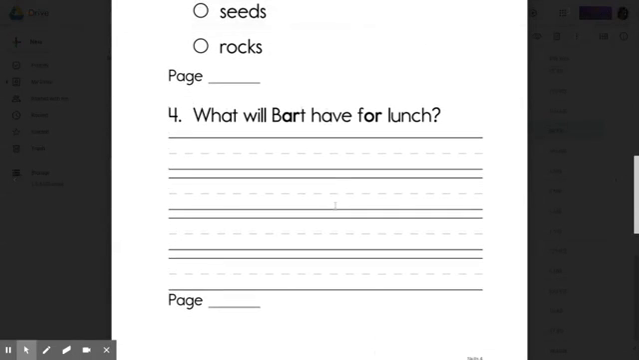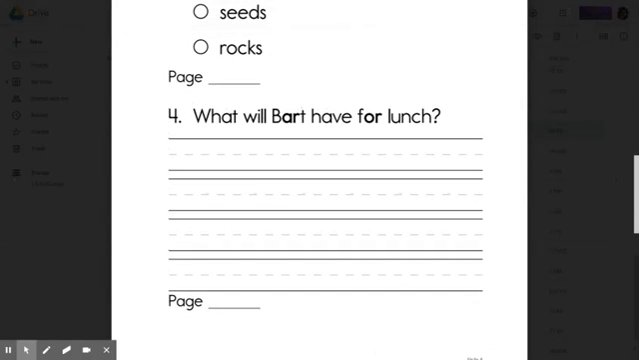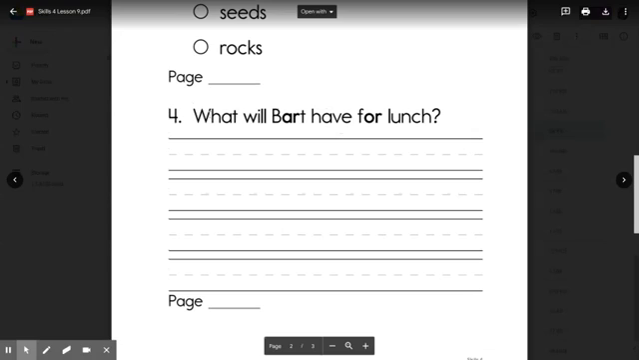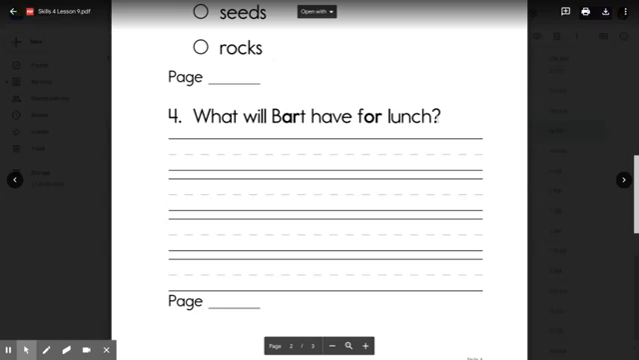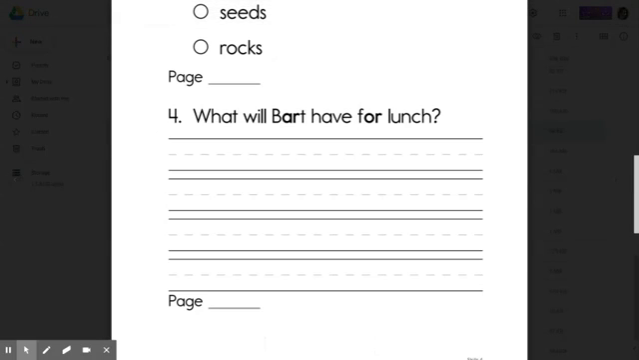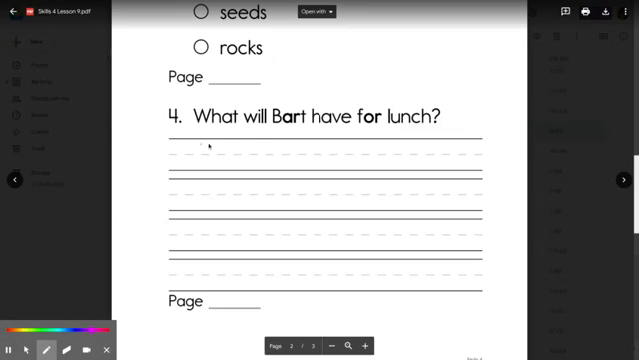On number 4, we start our answering in complete sentences. So the question is, what will Bart have for lunch? How are we going to start the answer to that one? Bart will have blank. Bart will have blank for lunch.